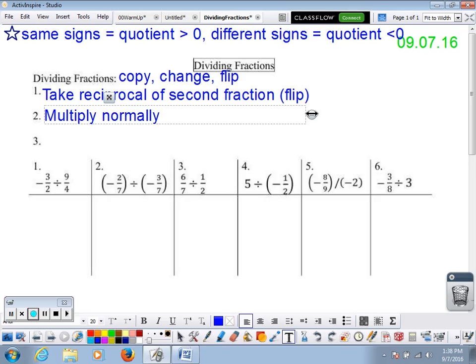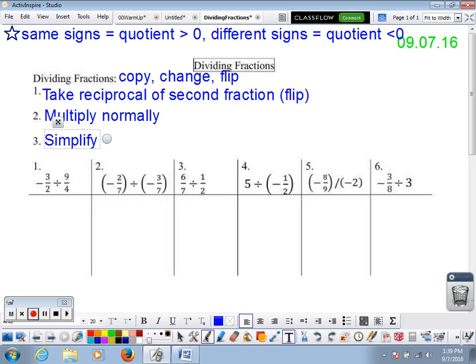How did we say yesterday we multiply? Straight across. Numerator times numerator, denominator times denominator. Now there's one more thing that we absolutely have to do at the end. With every single fraction, at the end of the problem, we need to simplify. We absolutely, positively, 100% must simplify.